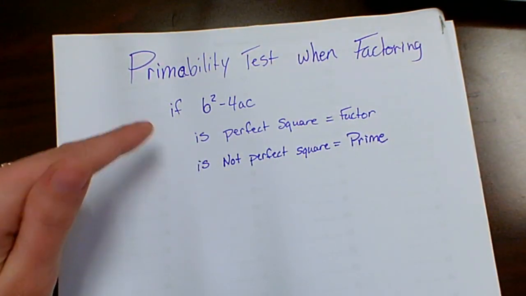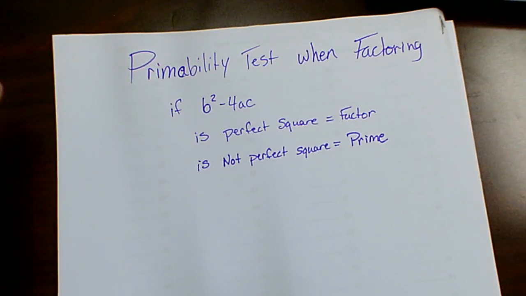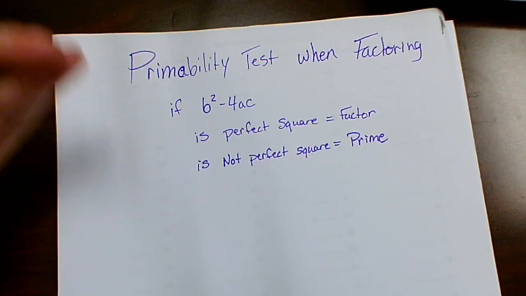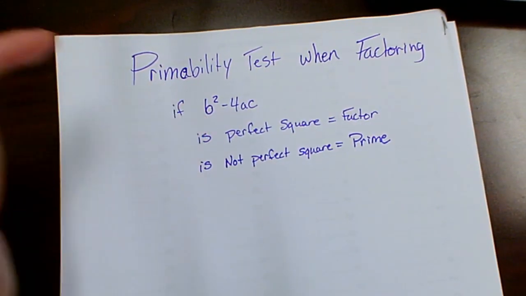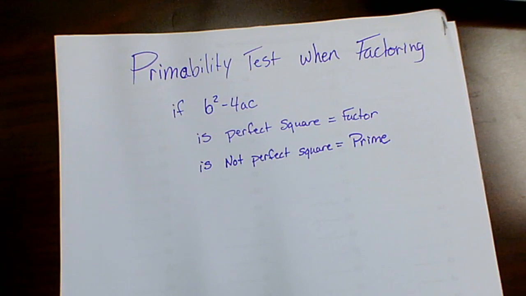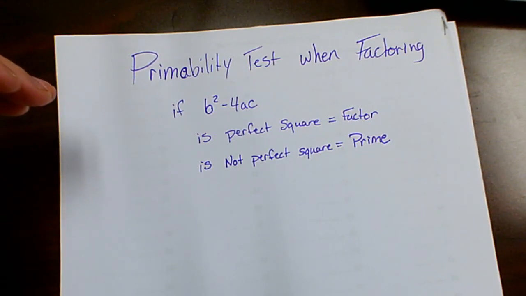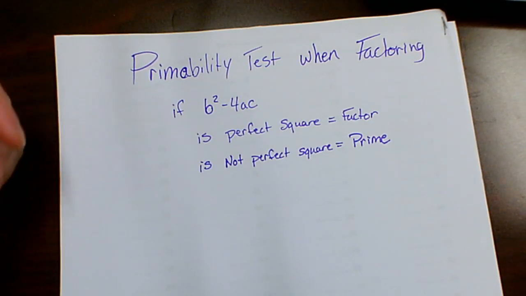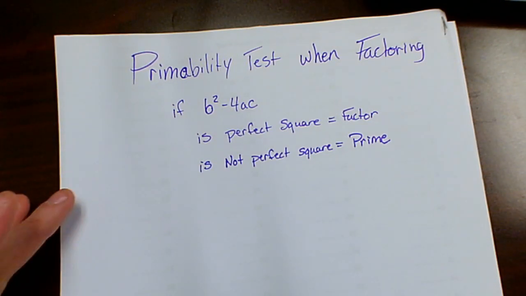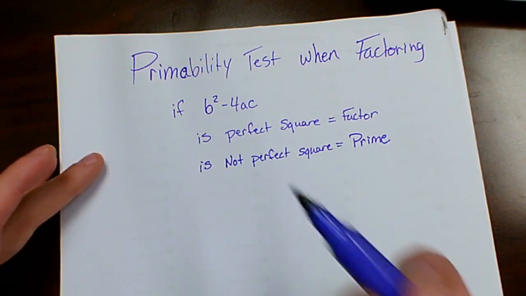So if it is a perfect square, and remember, perfect squares are positive: 1, 4, 9, 25, 16, 36, 49, 100, any of those, then you can factor your trinomial. But if this value is negative, it's automatically prime. Or if you get a number that is not a perfect square, then it is prime. So let's take a look at an example.